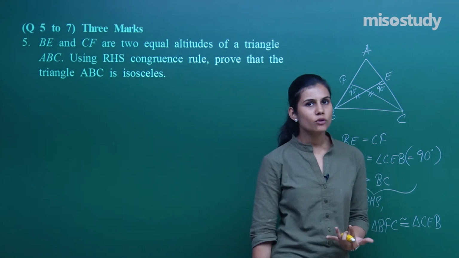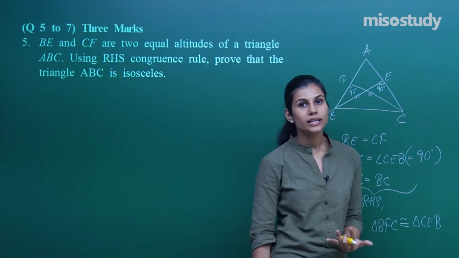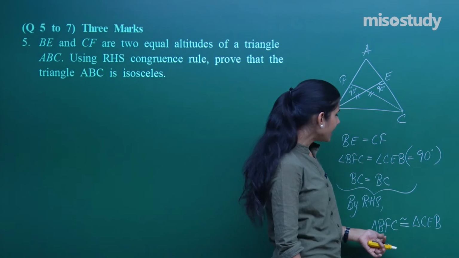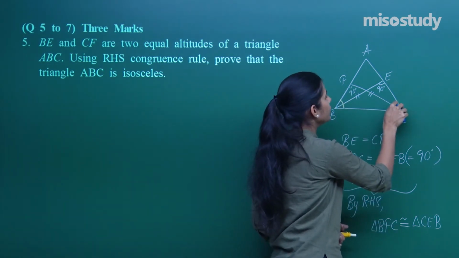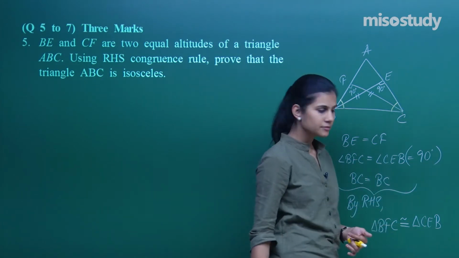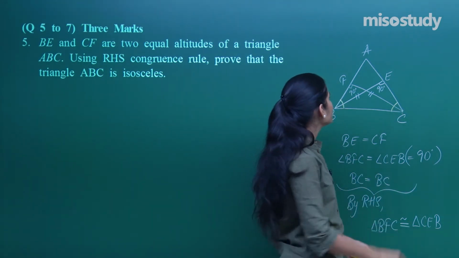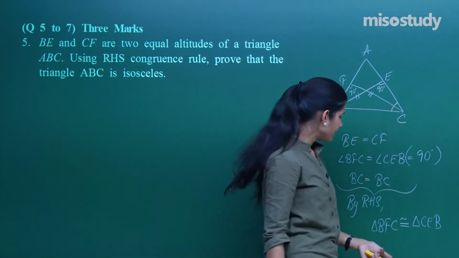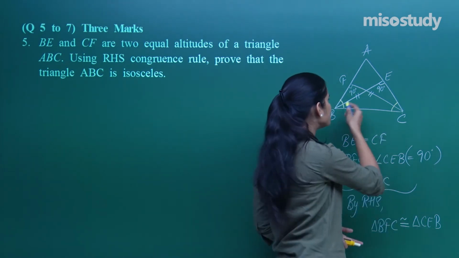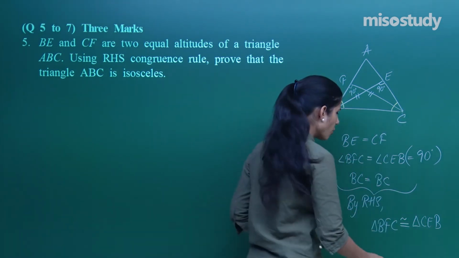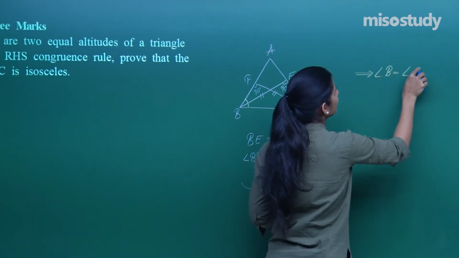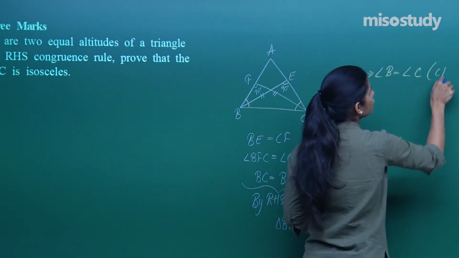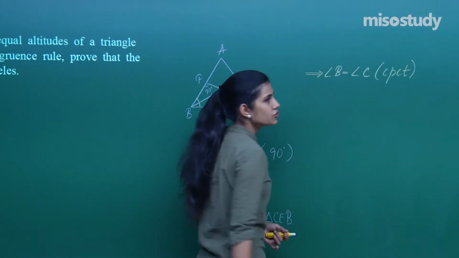Three more equalities are going to come up as the corresponding angles are equal. So angle at B will be equal to angle at C. This angle will be equal to this angle. Angle at F will be equal to angle at E, which already we have. Angle at C will be equal to angle at B, which is again the same thing. So majorly I want angle at B equal to angle at C because of corresponding parts of congruent triangles.